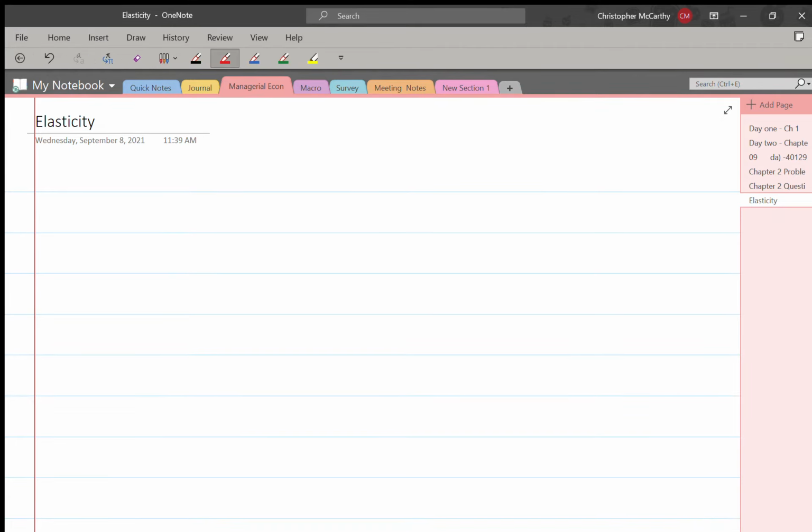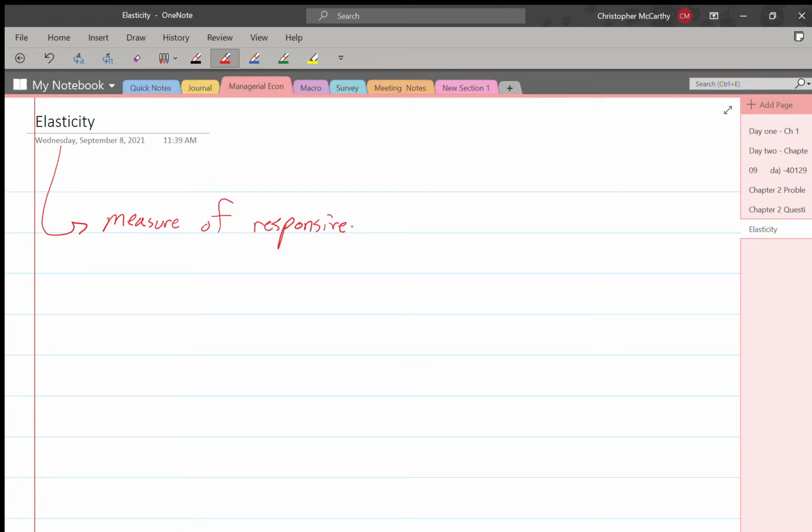All right, so today we're going to be talking about elasticity, which is a concept near and dear to demand, to the reason why these demand curves are shaped and sloped the way that they are. So elasticity at its core is a measure of the responsiveness of one variable to changes in another variable.